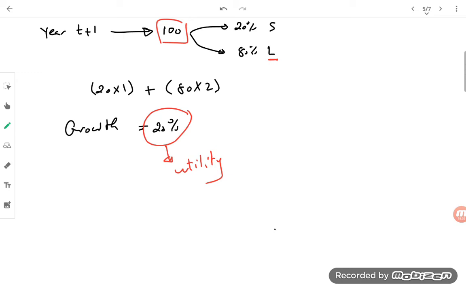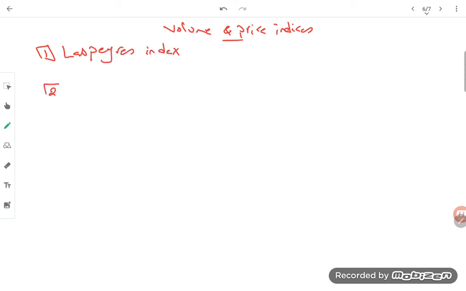So now we would like to know how to calculate the volume index and the price index. We are going to use two commonly used, or actually three. We are going to focus on two of them mainly. They are the Laspeyres index and the Paasche index. Both of them can be defined as weighted averages of price or quantity ratios.